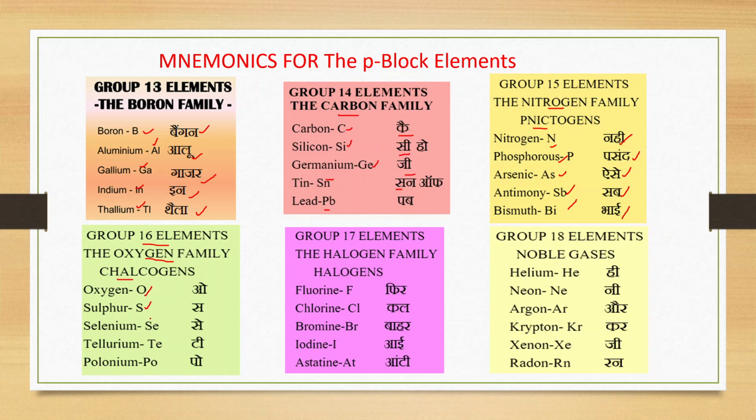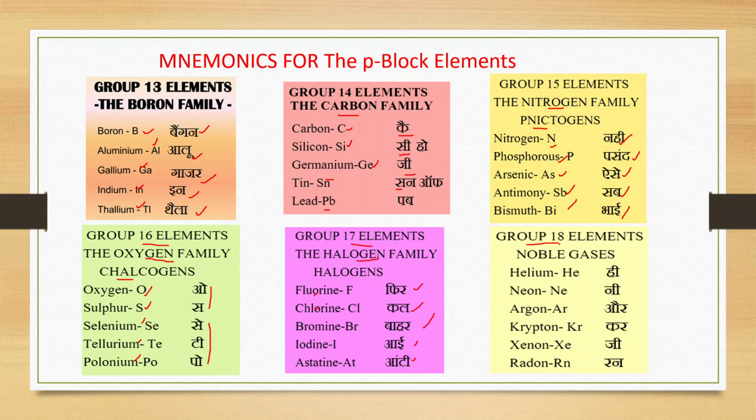Oxygen, sulfur, selenium, tellurium, polonium. You can make one sentence, OSCETPO. Group 17 elements, the halogen family: fluorine, chlorine, bromine, iodine, astatine, and they can be remembered as F, Cl, Br, I, At.